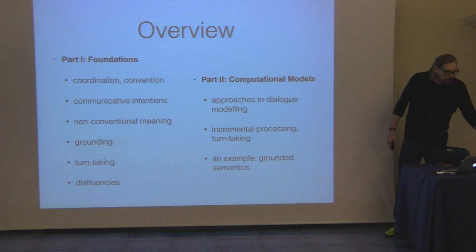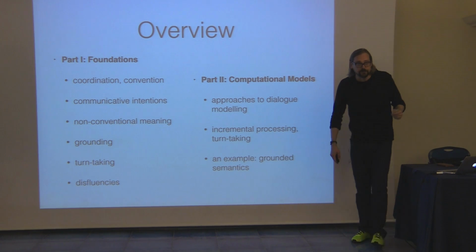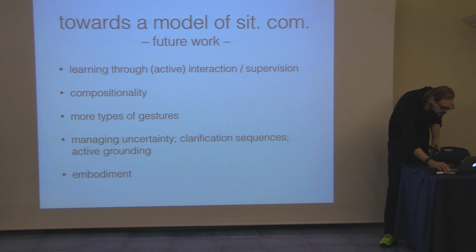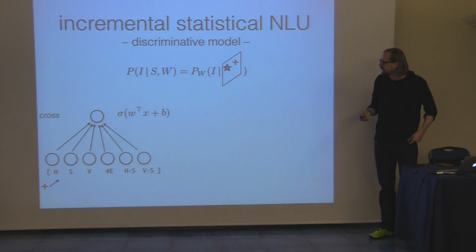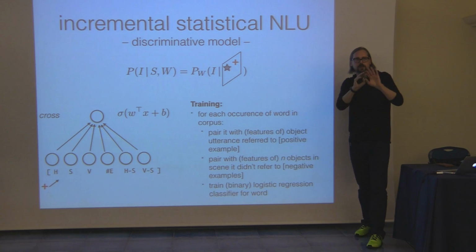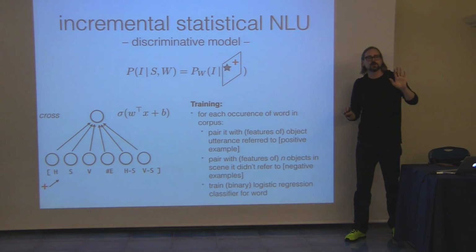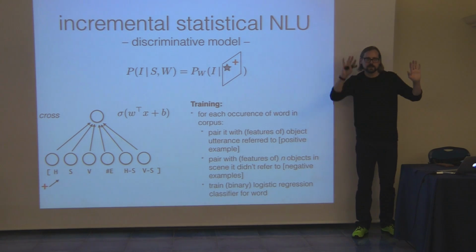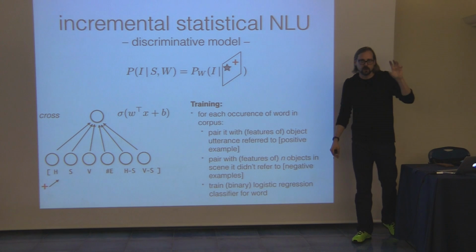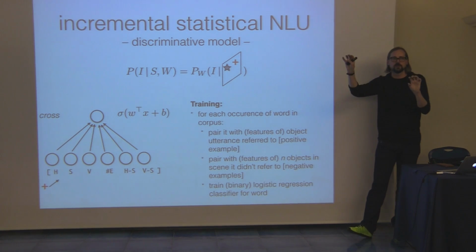Could you explain again how you trained the neural networks? Absolutely, yes. I skip over this a lot. So we have our corpus with utterances, and we know what these utterances refer to, right? So we have pairings of utterances and scenes. So we know what the world looked like when the utterance was made, and we know what the utterance was intended to refer to, right?